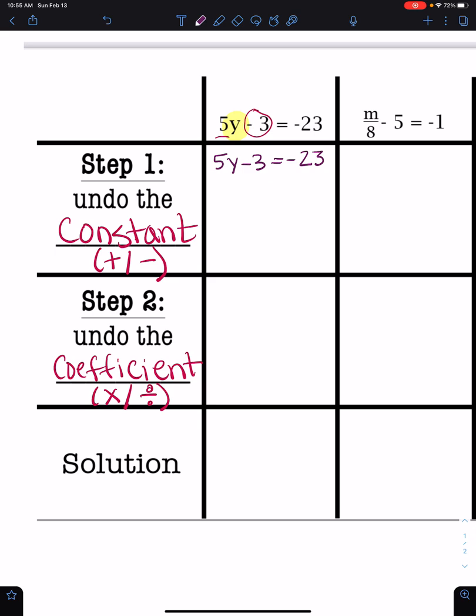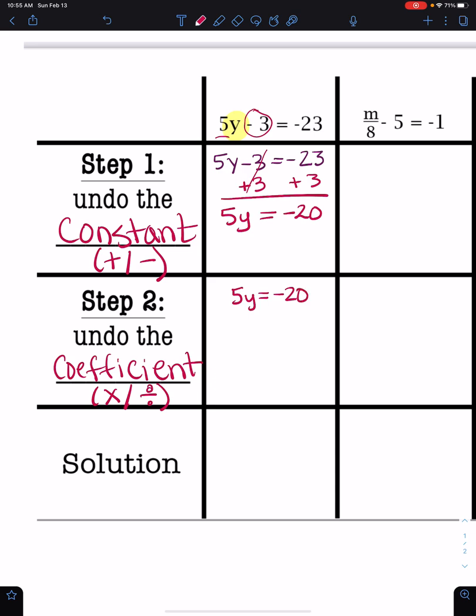And step 1 is to undo the constant term. The constant term that's on the same side as the variable is negative 3 or minus 3. The opposite would be to add 3 to both sides. Bring down the 5y. Negative 3 plus 3 is 0, so it cancels out. And negative 23 plus 3 is negative 20. I'm going to recopy it down here.